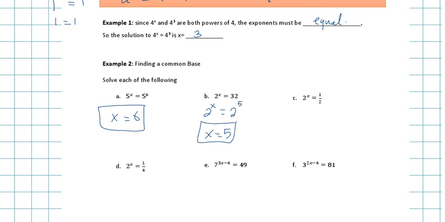Again, your goal is to have the same base. 2 to the power of what gives you a half? Negative 1, yes. Always, when you have fractions, think about your negative exponents, because remember, negative exponents flip. You flip the base and make your exponent positive. So your x is negative.